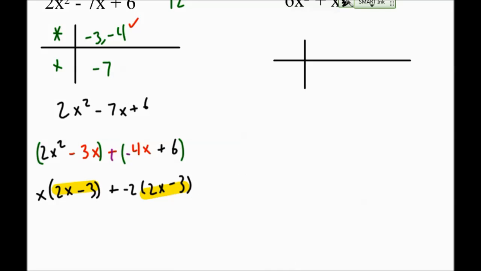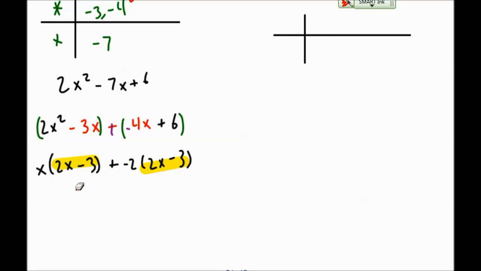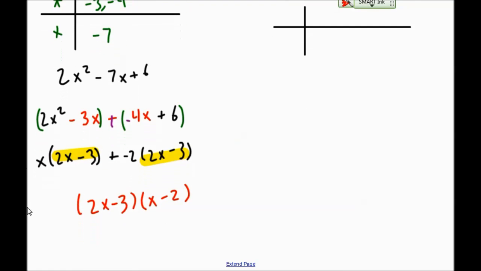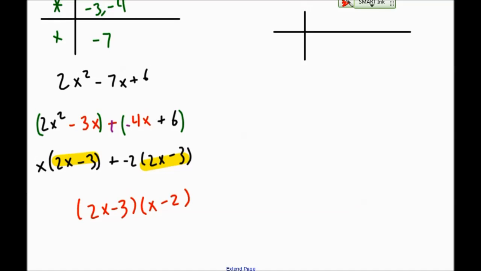Well, to finish it up, I'm going to do 2x minus 3 times x minus 2. And if you want to check your work, you can go ahead and FOIL: 2x times x first, outside, inside, last, and it will come out to be the same thing. Well, in this case, it will. If you did it wrong, then it won't.